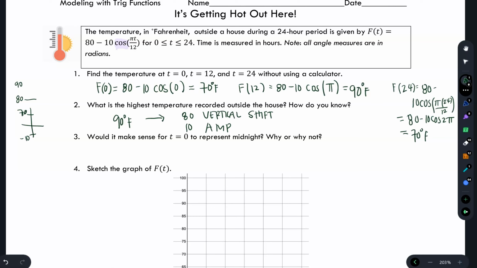Right, would it make sense for t equals 0 to represent midnight? Why or why not? T equals 0 is going to be 70 degrees. So, what do you think? Probably not. I mean, it could, but probably not. Usually your minimum temperature is roughly around 2 or 3 a.m. So usually about 3 a.m. is when your minimum temperature is.